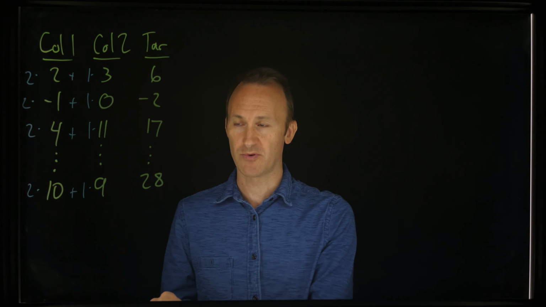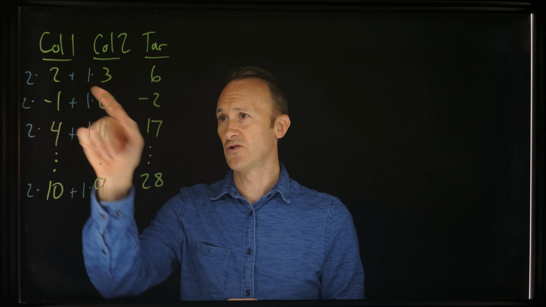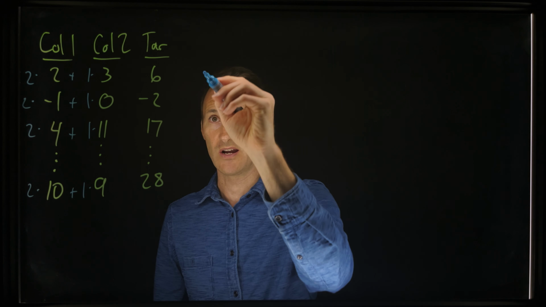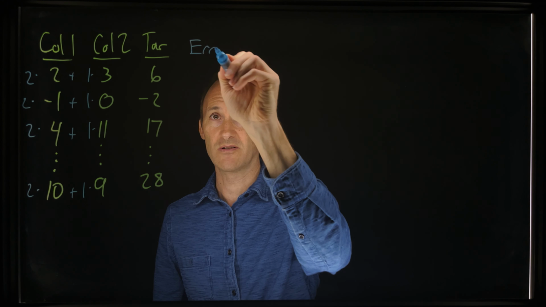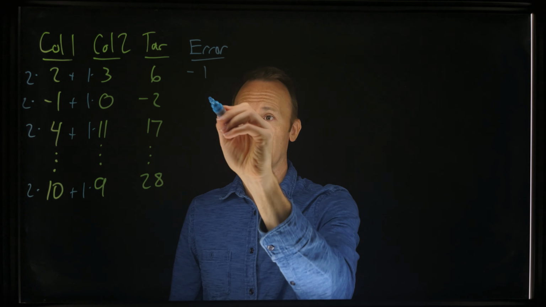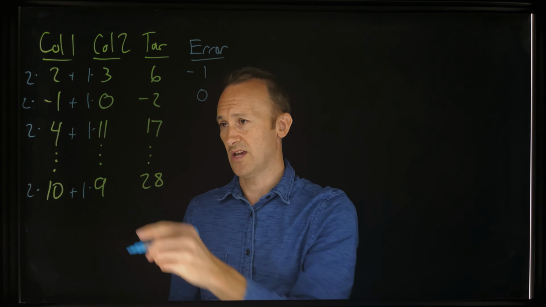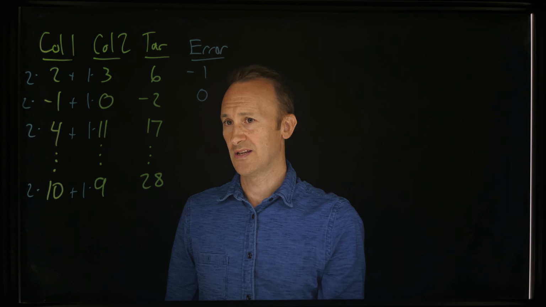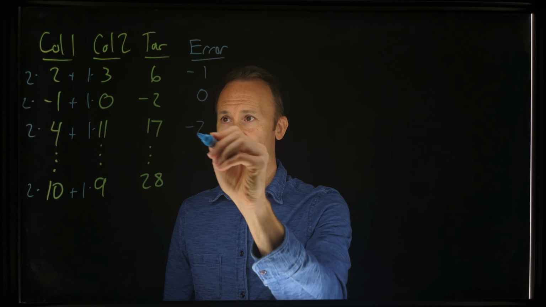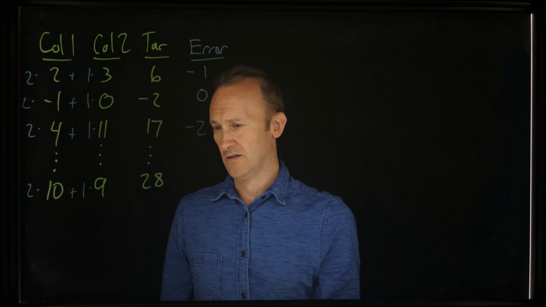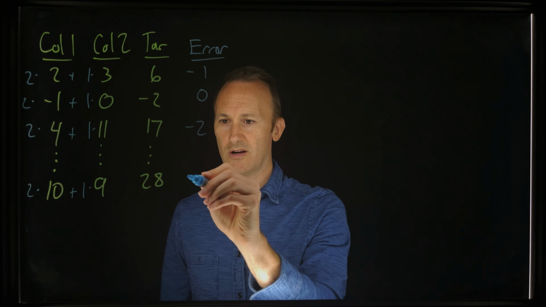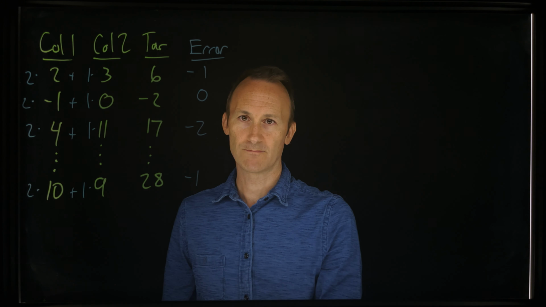Now in this case, we're going to get a particular error. Let's see what we get. 2 times 2 is 4 plus 3 is 7, so we've overshot. So it would be an error of -1. Here we get spot on, an error of 0. In this case, 8 plus 11 is 19, so it's too high, so we get, say, -2. And then it looks like we're always overshooting here. 29, too high, error of -1 again. But not bad.